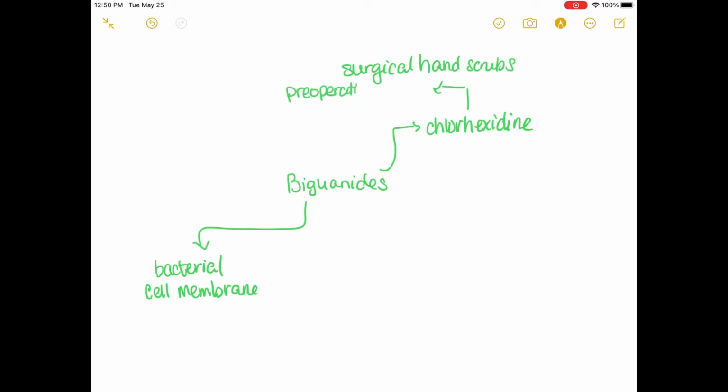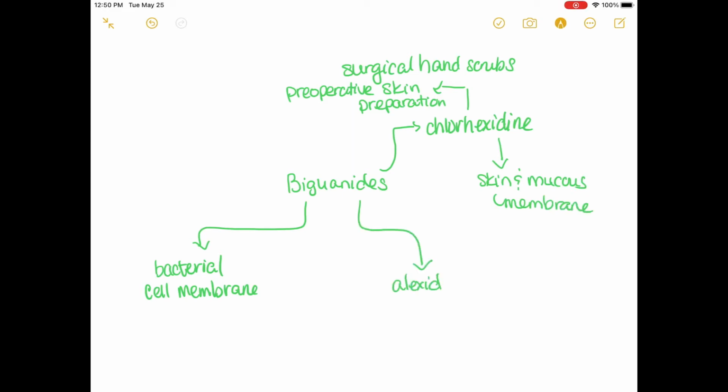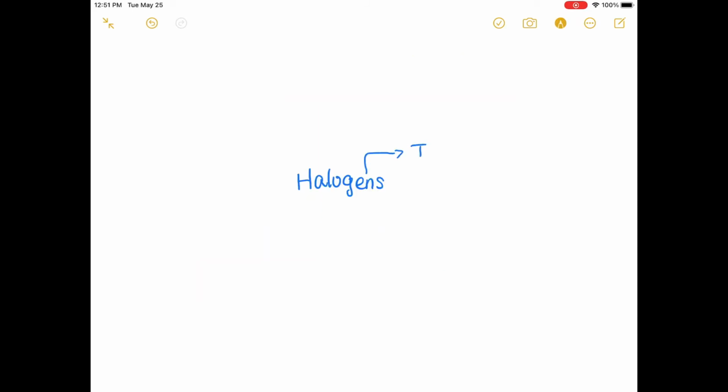When it's combined with a detergent or an alcohol, it is found in surgical hand scrubs and during pre-operative skin preparation. Another example is alexidine. Next up, halogens.